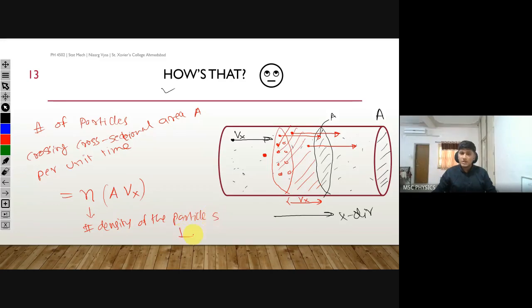Number density means the number of particles per unit volume. You know how much volume the cylinder makes, and you multiply both of those and you know how many particles are crossing this. If the particle is sitting here, it won't cross, because it does not have enough velocity to cross. It will reach till this point. It will not be able to cross the surface that we are talking about. So this is the total number of particles crossing this cross-sectional area A per unit time.